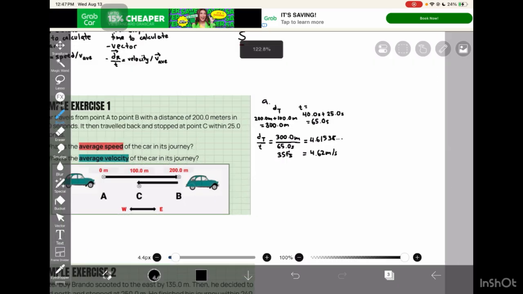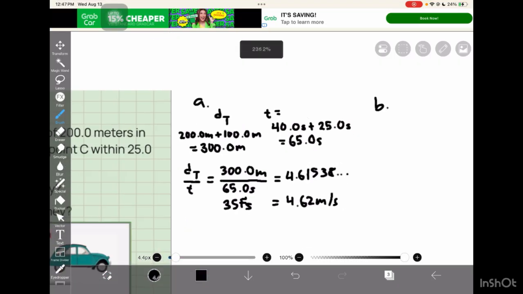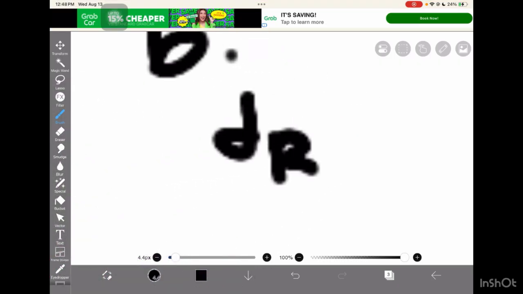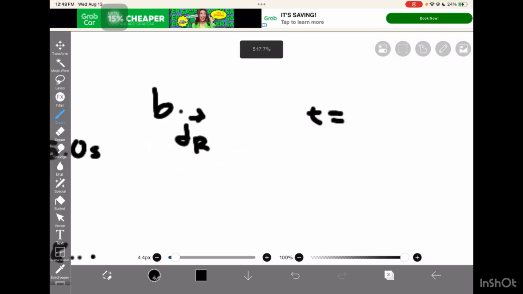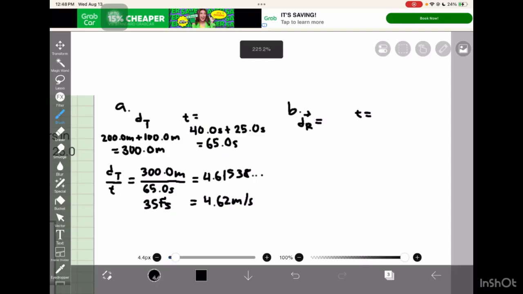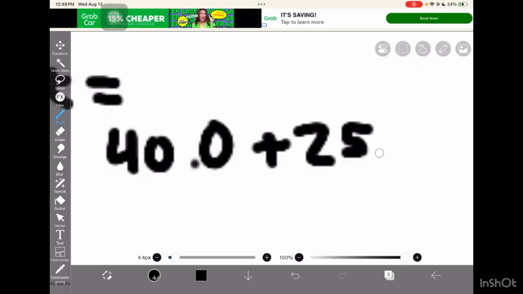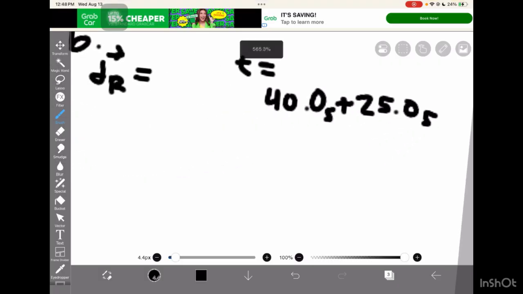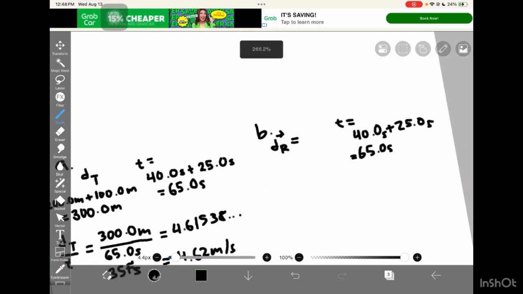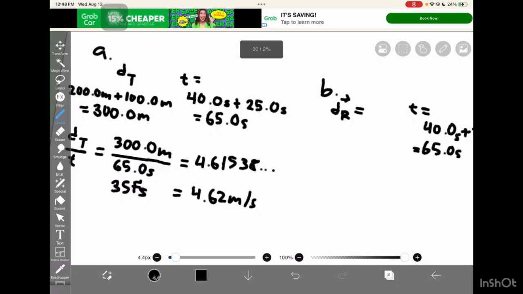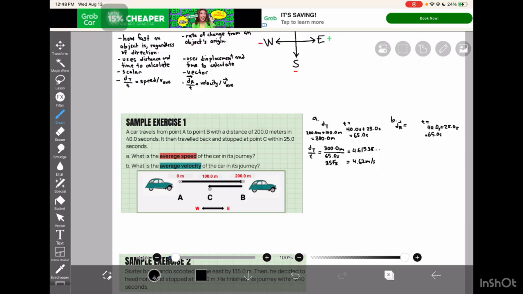Time for velocity now. For velocity, once again, we need d sub r and time. Time, you can just copy and paste because there's nothing that changed in the given scenario. So you're still left with 65.0 seconds. But for this, what do you call this? Resultant displacement. There you go.